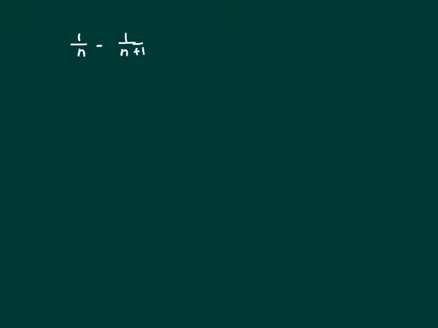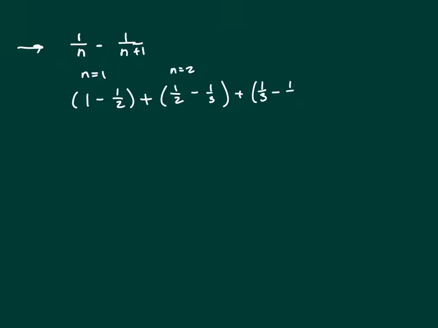Let's look at this sum. Let n be 1 and substitute that in here. So that gives you 1 minus 1/2 plus... Let n be 2. If n is 2, that's 1/2 minus 1/3, plus 1/3 minus 1/4, plus dot, dot, dot. At the end you'll have 1 over n minus 1 over n plus 1.